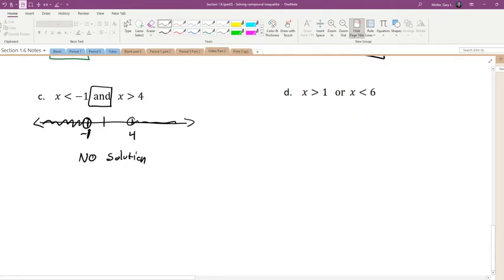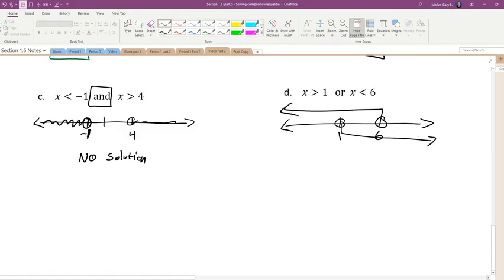And finally, one more question here. Number line. Here's 1, here's 6. x is less than 6, and x is greater than 1. But we're looking for the word "or." And notice every number is covered, so this is all real numbers.